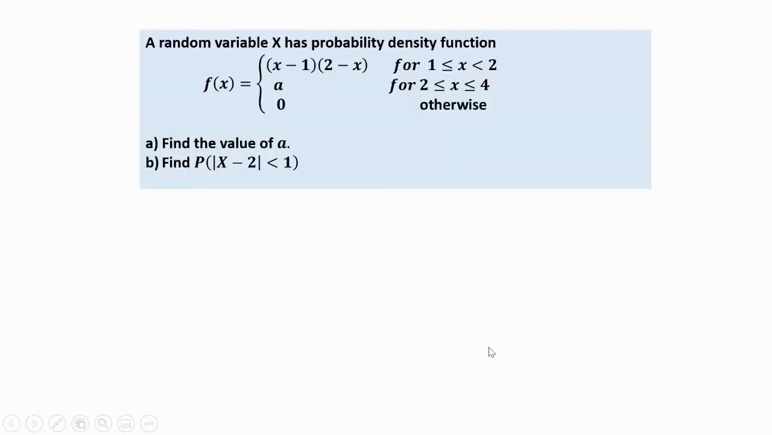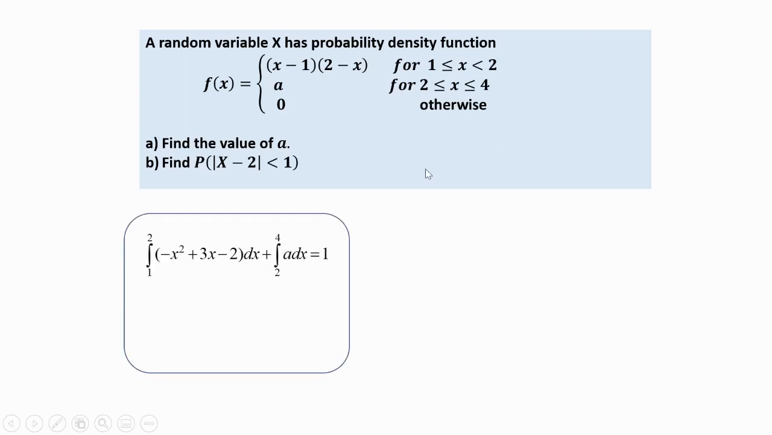Okay, this question is: a random variable x has a probability density function, and it gives us a split function graph, so between 1 and 2, and then 2 and 4. This is asking us to find the value of a. It is a probability density function, so the total must add up to 1, because they've given us it's naught otherwise. These are all the possible options.